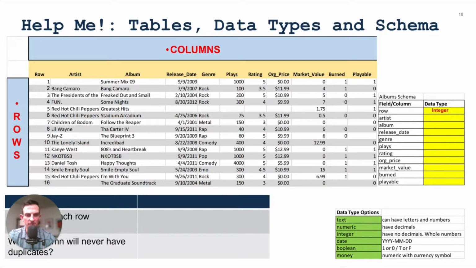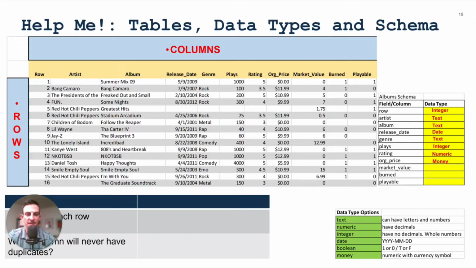The artist column is a text column, meaning that it can have letters and numbers. Artists sometimes have numbers as their name, like 50 Cent, for example, or 311. That's a text. Album is also a text, could have letters or numbers. Release date is a date. Genre is also a text. It could have letters or numbers. Maybe a genre is defined by a number. It could be possible, but I guess not in this data set. Plays, that's an integer. It's a whole number. Rating, that's numeric. Numeric means a number that has decimals, the ability to have decimals in it.